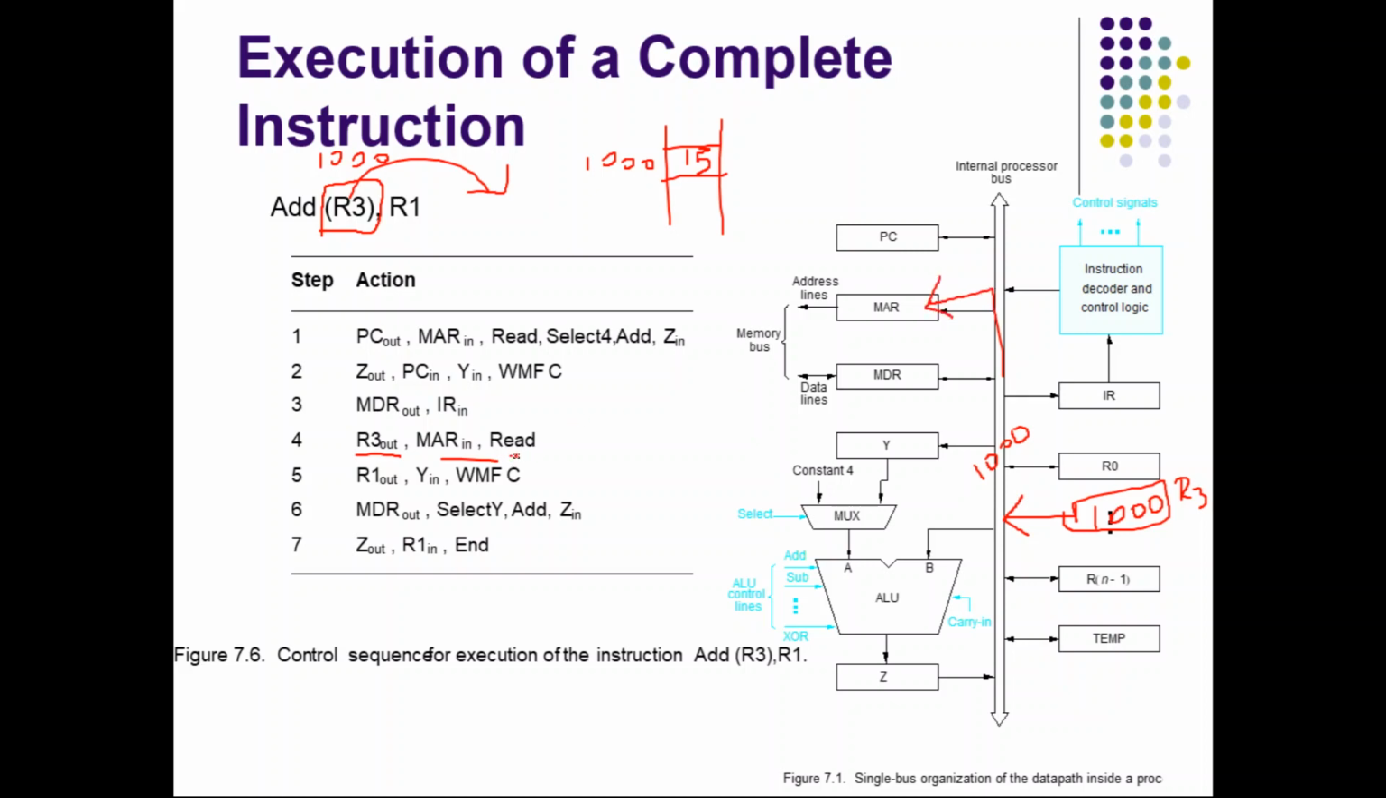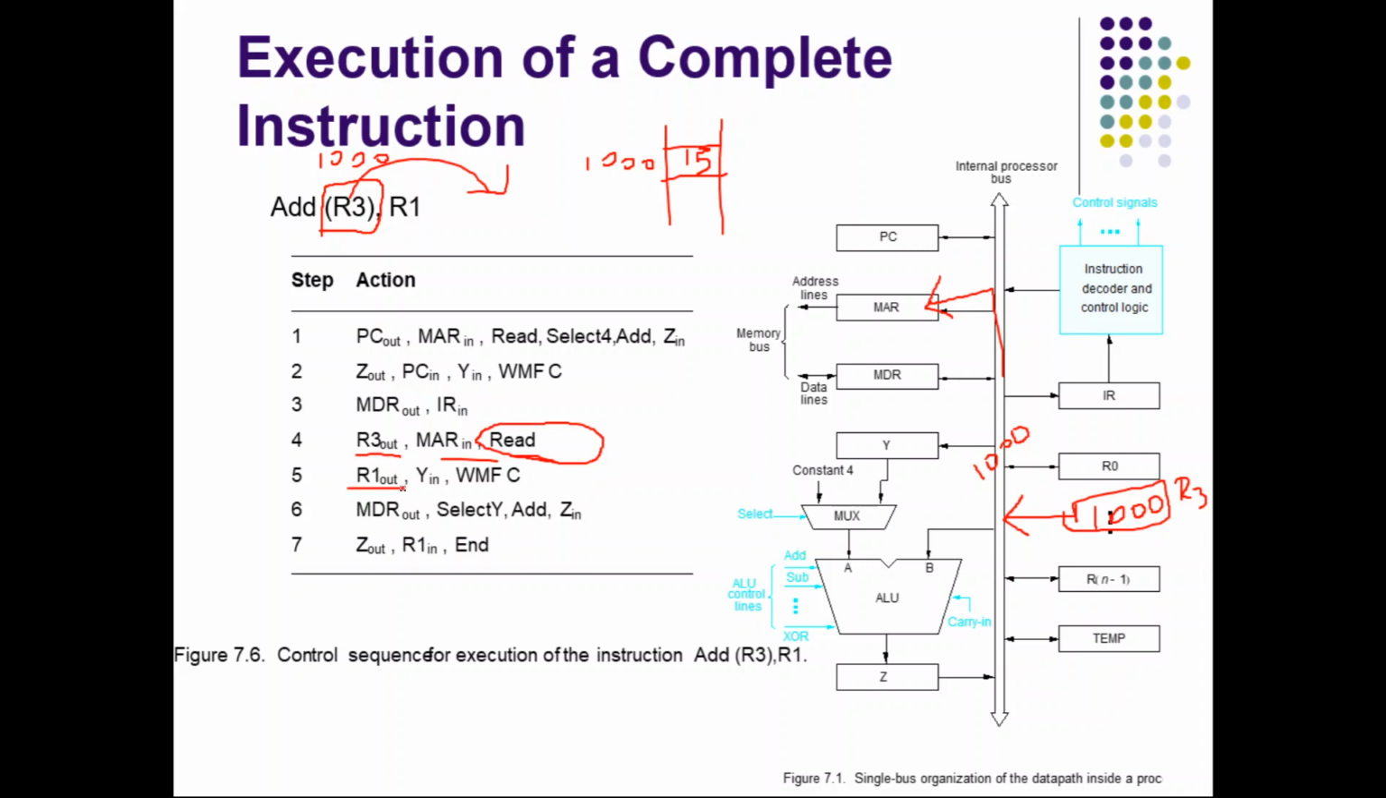Then read. But read may take time because it is not within the processor. It has to go to memory and come back. Whatever content is available at address 1000 will be loaded into MDR after some time. It may take more than one clock cycle, so we cannot expect that to complete immediately. Meanwhile you can fetch the next operand.